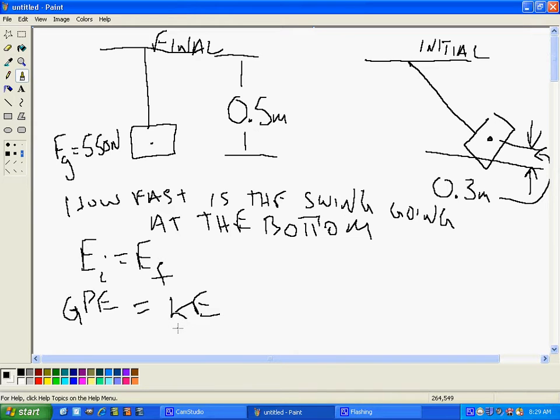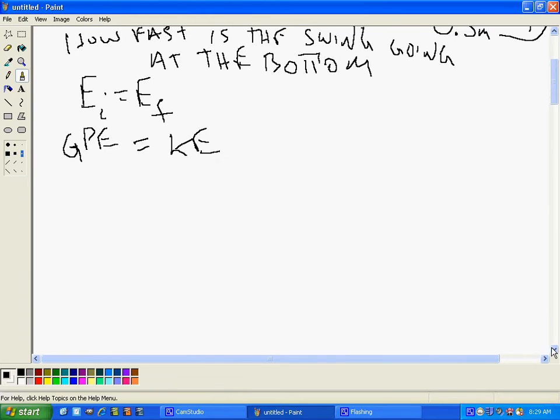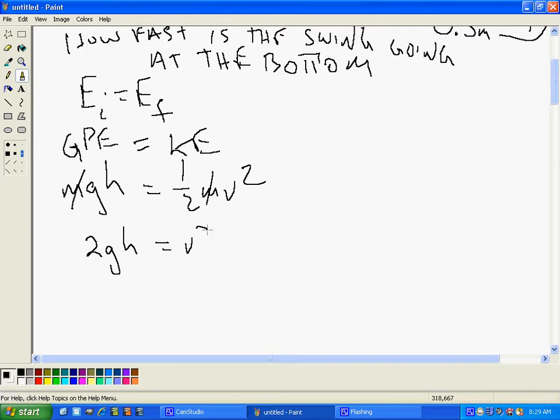So therefore, let's scroll this down a little bit here. Initially we have mgh, and finally we have 1/2 mv squared. Now it's the same mass, so we can cancel out the m's. We're trying to figure out how fast it's going at the bottom, so we're solving for v. Therefore, we can rearrange the equation to be 2gh equals v squared, and therefore root 2gh equals v.